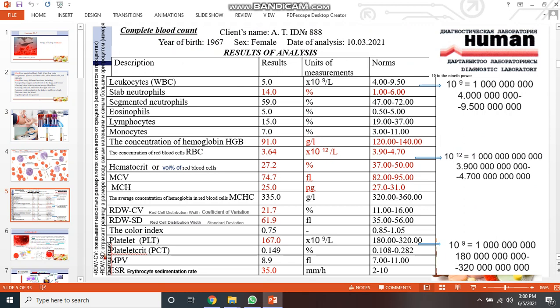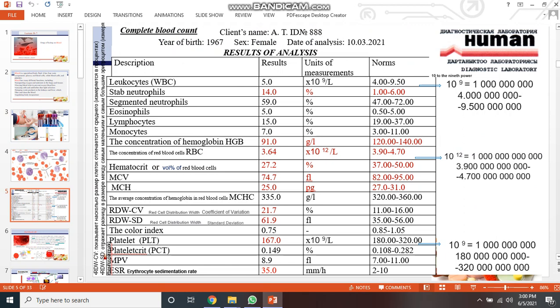Here the patient is female, and there is a sample of blood, and you can see the result of the analysis. The white blood cell result is 5.0. The unit of measurement is x10 to the 9th per L. The norm is 4.0 to 9.55. That is 10 to the power of 9.